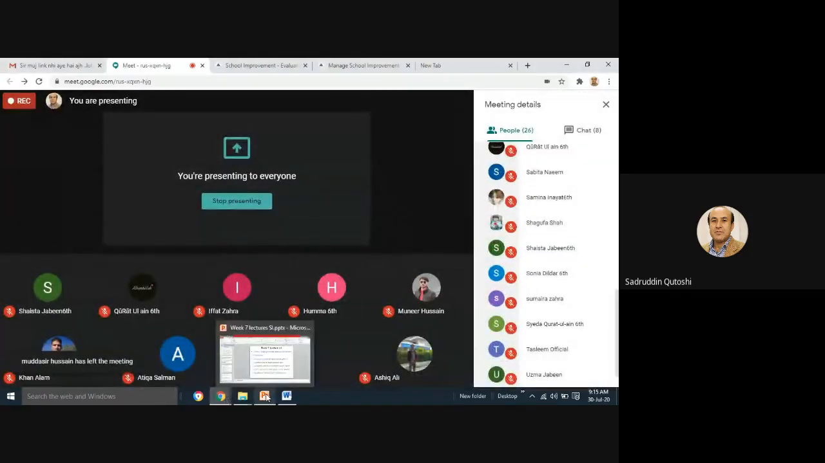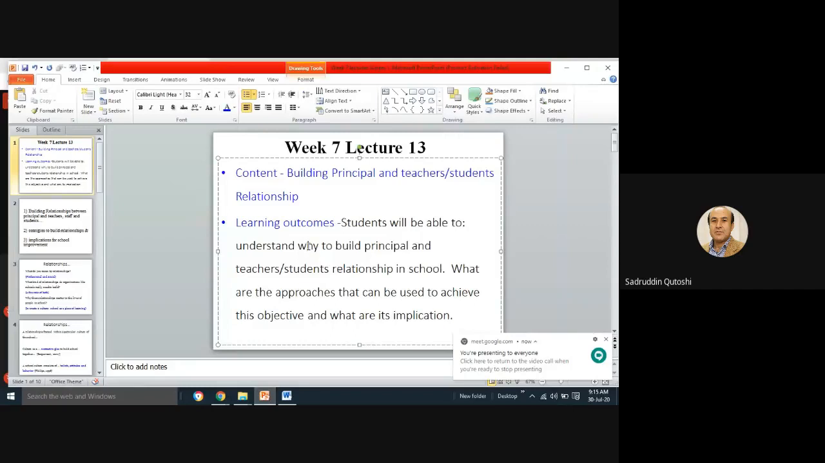Relationship. What kind of relationship does a school need to build? We need to understand building principal, teachers, and students relationships. The learning outcome is that students will be able to understand why to build principal, teachers, and students relationships in school, what approaches can be used to achieve this objective, and what will be its implications?